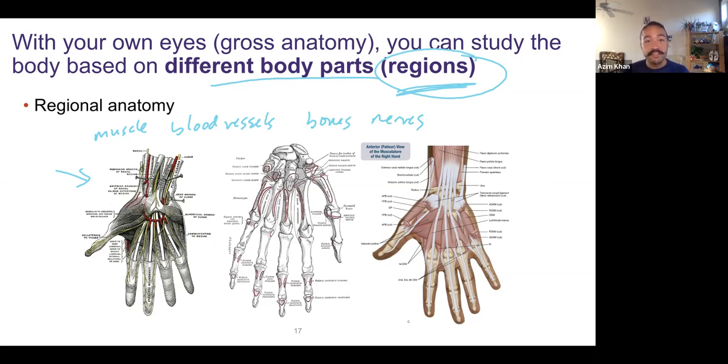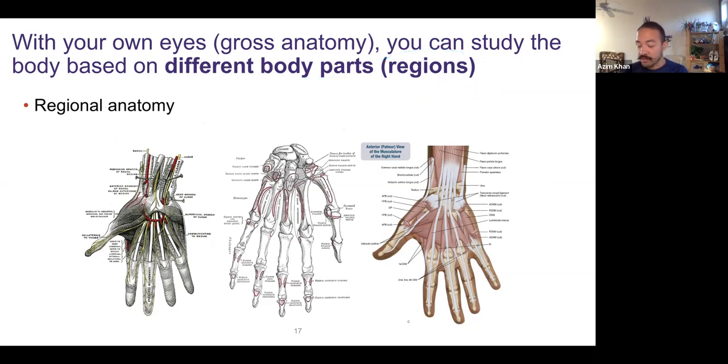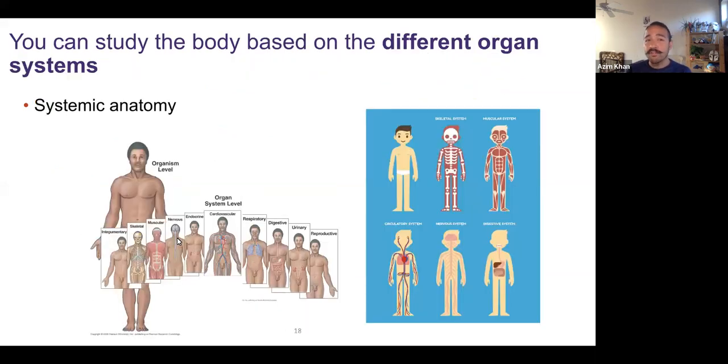We could study specifically just about those things in one region. That's something that typically is done in medical school. We're not going to take a regional approach, but sometimes we do, just a heads up. That's one way you can study anatomy, using a regional approach. What we will focus on mostly is a systemic approach.